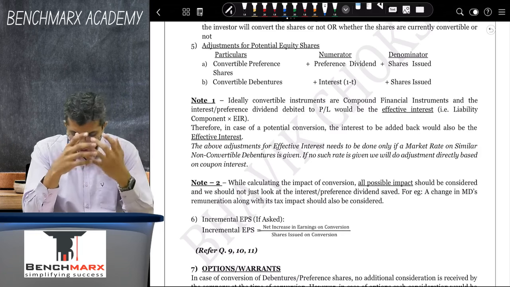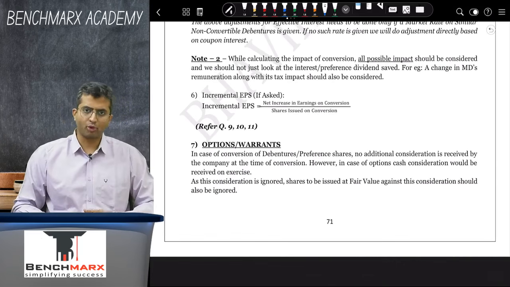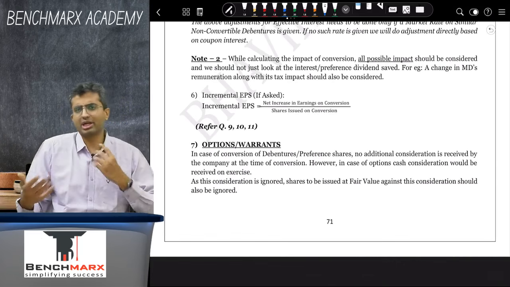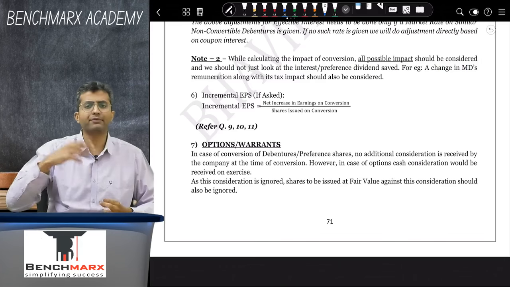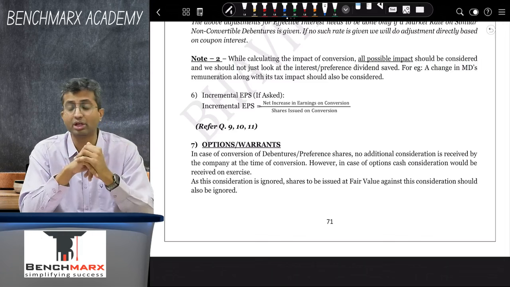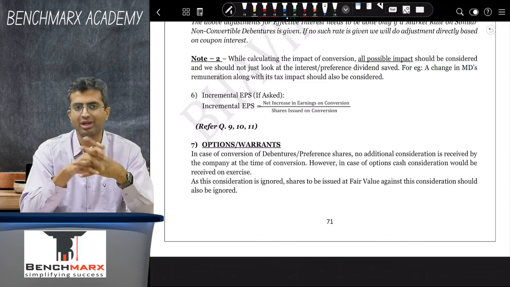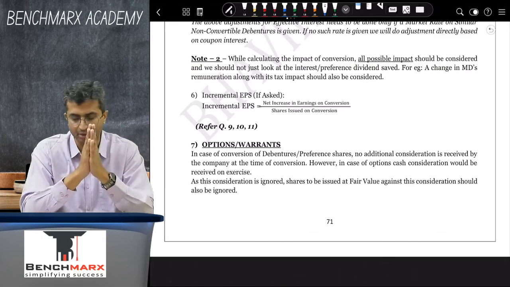Acha. Now, what if there are options or warrants? Ideally, one will say that the accounting has to remain the same. You will add the number of shares which are received on the exercise of options or warrants in the denominator. And typically, you don't pay anything to the option holder and hence nothing is to be added in the numerator.